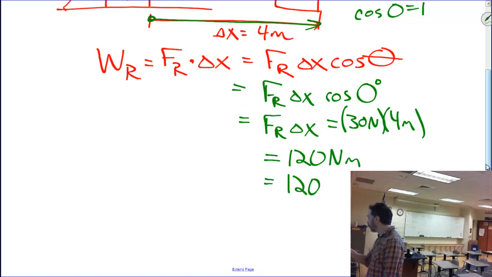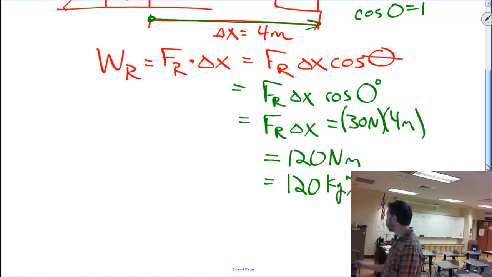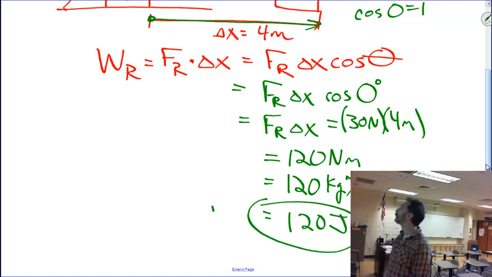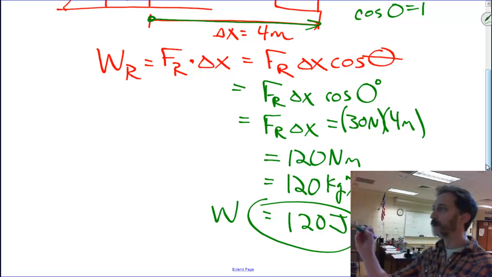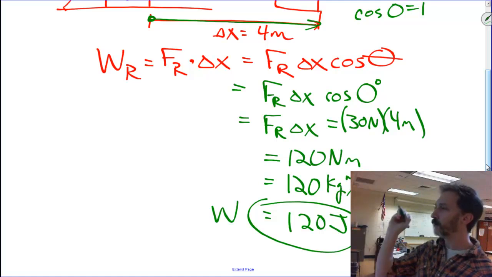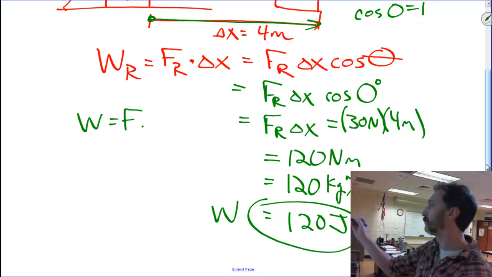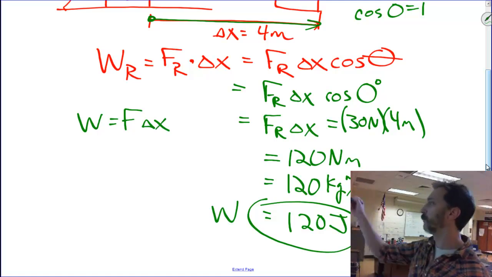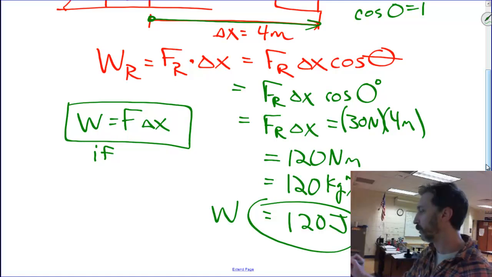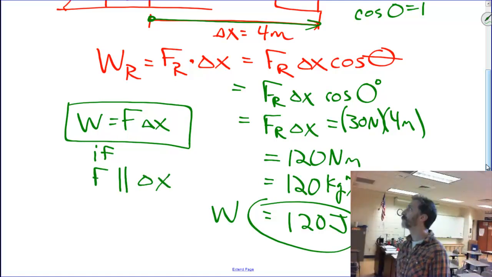Well, remember, a newton is a kilogram times a meter per second squared. So that's a newton times a meter, and that gives me kilogram meter squared per second squared. That's joules, which reinforces our idea that work is a change in energy. All right, so there's our work. And one of the notes that was given to you on the previous slide said that as long as your force and your displacement are parallel in the same direction, then your work is just equal to force times displacement. So these are sort of the simple problems, if force is parallel to displacement. All right, so that's our first example.